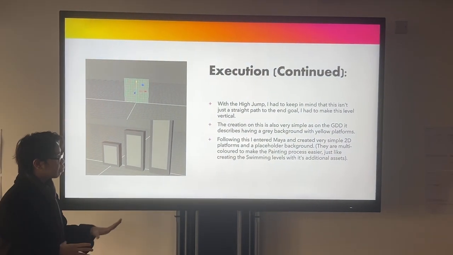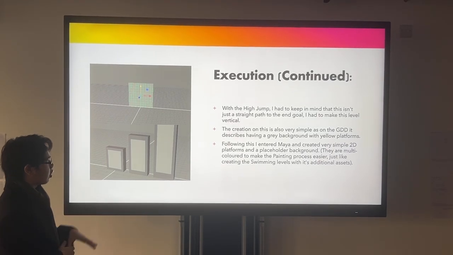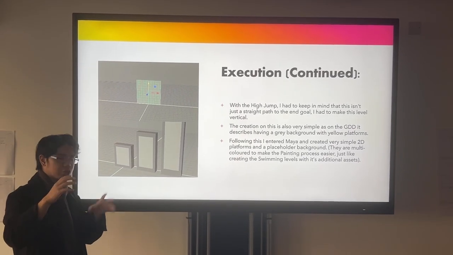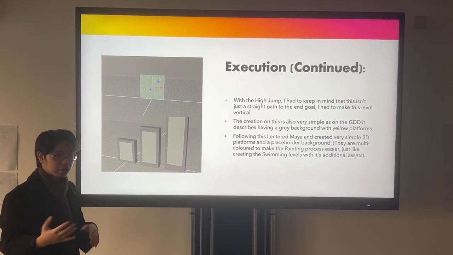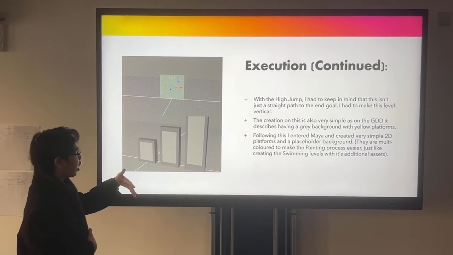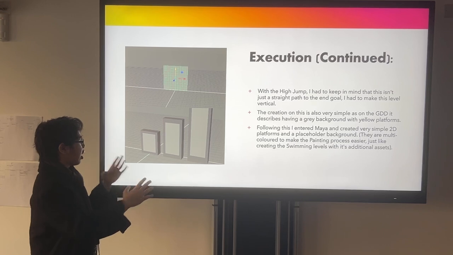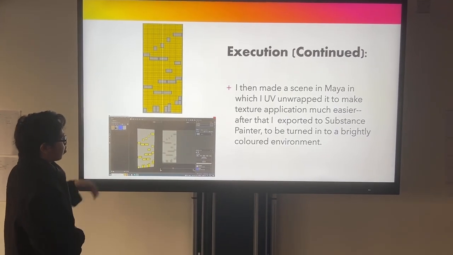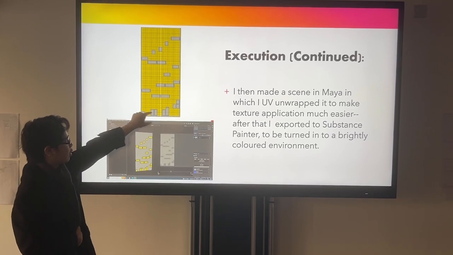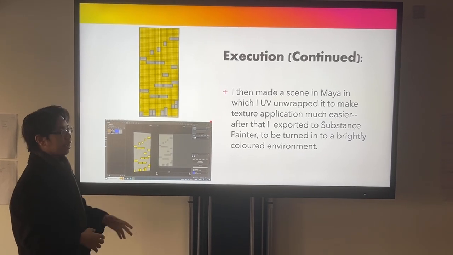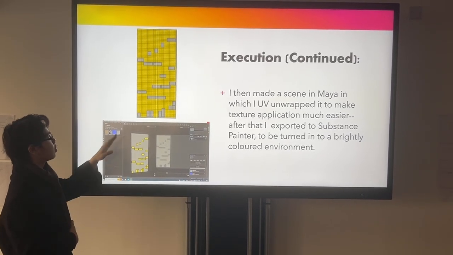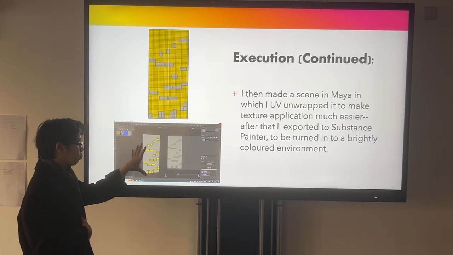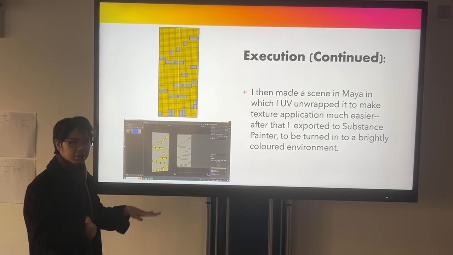This is the high jump level. I was told to just create a vertical level and just a bunch of platforms, which is simple enough. And so what I did was go into Maya, again put in a planar and made boxes out of those. Then placed them individually on a separate planar to create kind of a vertical level, which I then colored appropriately in Substance Painter.